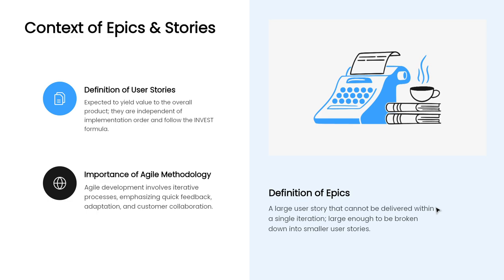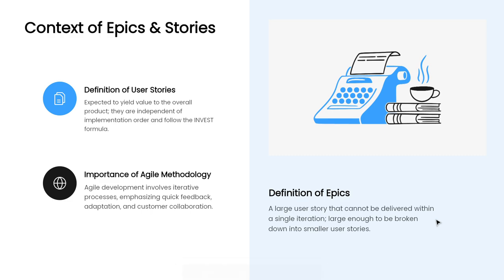So what exactly are user stories and epics? A user story is an expected piece of functionality that yields value to the overall product. Good stories are independent of the implementation order and follow what we call the INVEST formula, which we will explore shortly. Agile methodology emphasizes an iterative process with a creative feedback loop, adaptation, and customer collaboration. This is where the stories shine. They facilitate this collaboration.